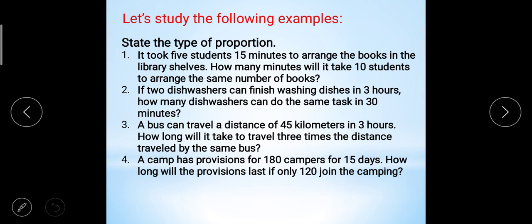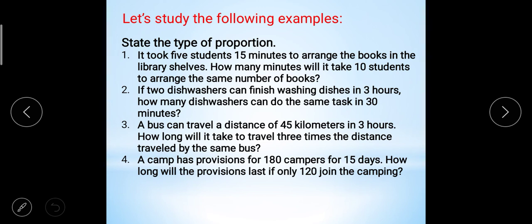A bus can travel a distance of 45 kilometers in 3 hours. So, pag daw nagbiyahe yung bus ng 3 hours, 45 kilometers yung maaabot niya or mararating niya. How long will it take to travel 3 times the distance? So, instead of 45 kilometers times 3. Okay, so ilan yon? 135 kilometers.